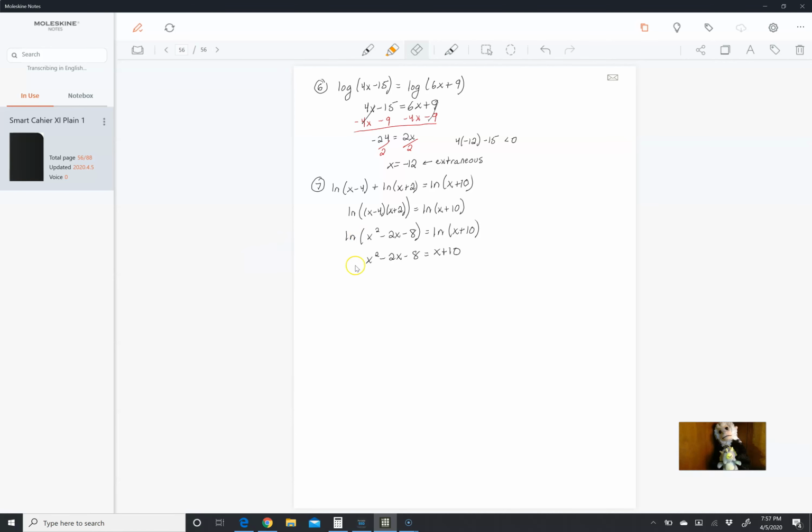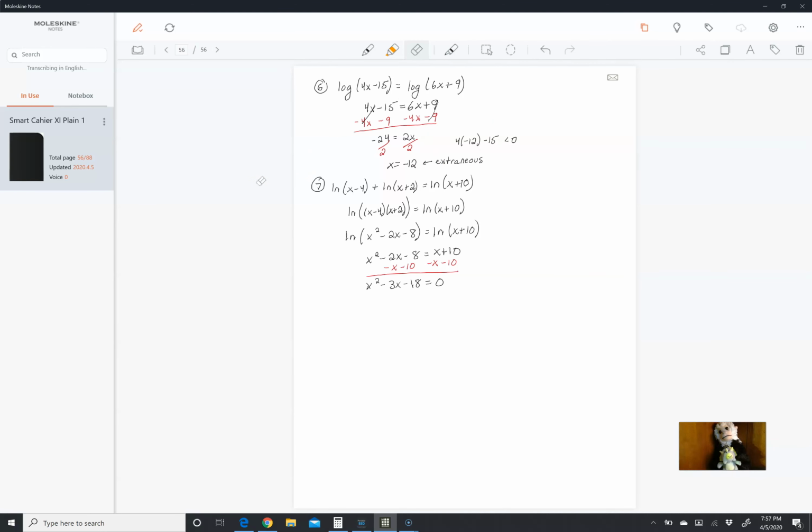Now this appears to be quadratic. There's no x squared on the other side. If there's an x squared on the other side and it's the opposite sign, we know that they're going to cancel. But you can always just go about solving it, set it equal to 0. So we subtract x and subtract 10 from both sides so that it's equal to 0. This gives us x squared minus 3x minus 18 is equal to 0.